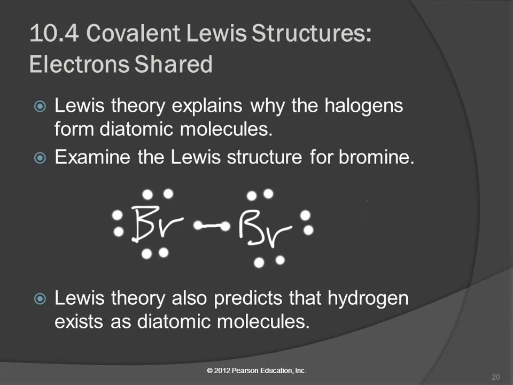Lewis theory also predicts that hydrogen exists as diatomic molecules. Let's look at hydrogen. Each hydrogen atom has 1 valence electron. And what is hydrogen trying to get? 2. It's trying to get the electron configuration of helium, which is 2 electrons, 1s2. And it can do that by sharing an electron with another hydrogen atom. This one now counts both of the shared electrons as belonging to it, and the other one also counts those 2 electrons as belonging to it.